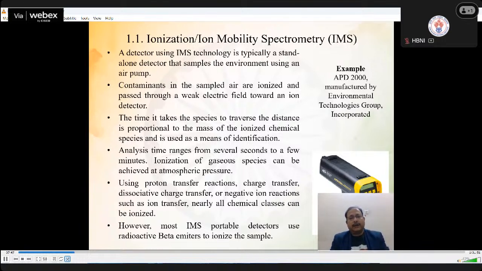Now, next, what type of spectroscopy can we use? In point detection technology, we have a technology called ion mobility spectrometry, that is IMS. The figure is quoted over here. You can see this figure very easily. This figure is the APT 2000. This is manufactured by Environmental Technologies Group Incorporated.